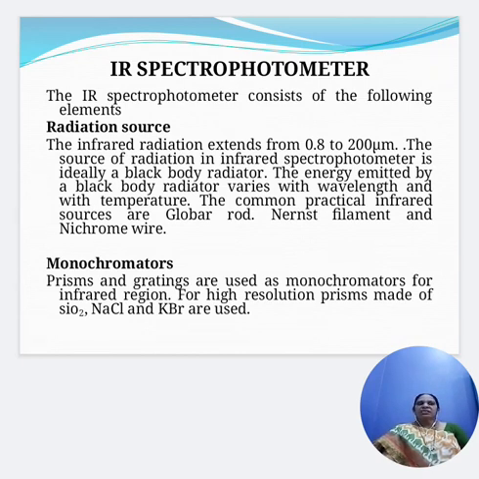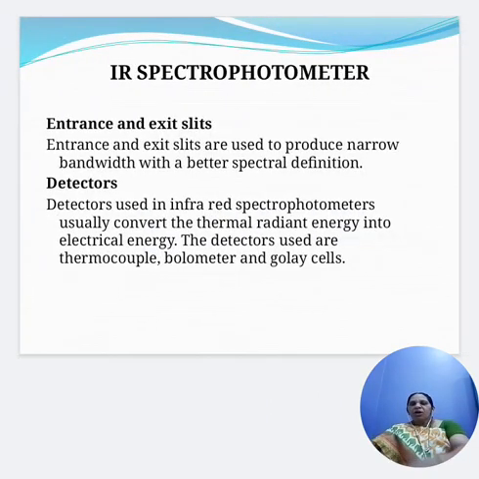For high resolution, prisms made of silicon dioxide, sodium chloride and potassium bromide are used. Then the next part is the entrance slit and the exit slit. Entrance and exit slits are used to produce narrow bandwidth with a better spectral definition.